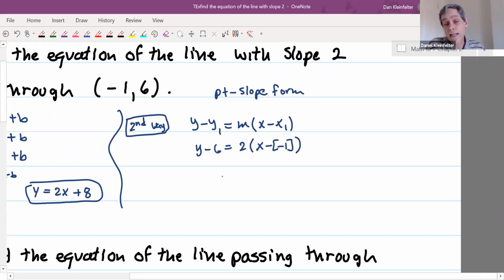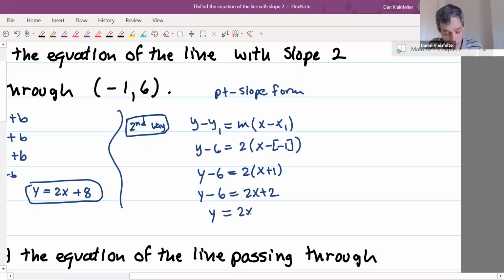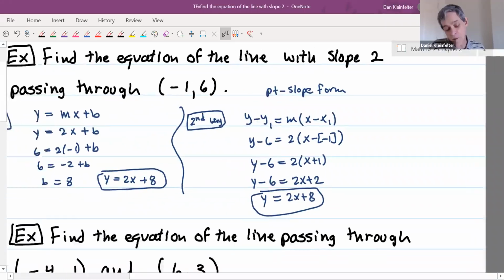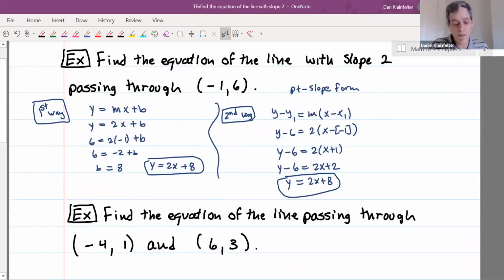Okay, and then the next thing to do is we have the equation basically built. We just need to simplify it a little bit. So we'll have y - 6 = 2(x + 1). We're going to distribute to remove the parentheses, and then finally add the 6 to both sides. Of course, we're going to get the same answer eventually in slope-intercept form. This is a matter of preference. Which one you like, you can use either of these. Either one is okay.